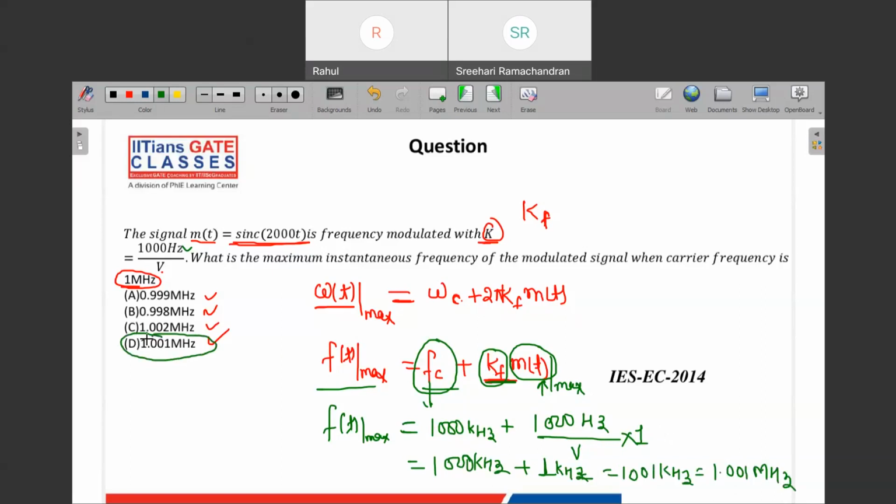Here we need to remember the difference between the instantaneous frequency and the maximum frequency deviation, and so on. All of this we need to remember: what is the difference between the instantaneous frequency and the maximum frequency deviation.